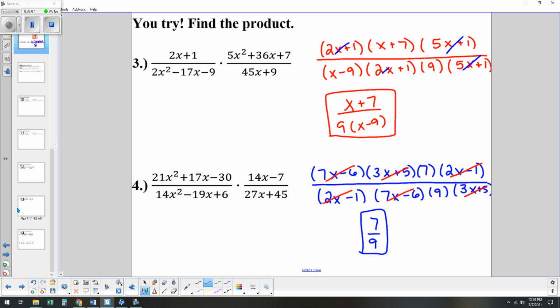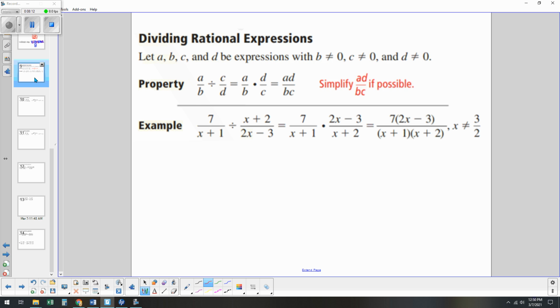All right, so that's multiplying, and dividing is almost exactly the same. For dividing a rational expression, if you think about what we did to divide fractions when we were learning about algebra, you multiply by the reciprocal. So that's what we're going to do. If I started with a over b divided by c over d, I'm going to turn it into multiplication, and I'm going to flip the second fraction over to get the reciprocal. And then it becomes a multiplication problem. So here, we kept the first one the same, changed the sign, and then flipped x plus 2 over 2x minus 3 to become 2x minus 3 over x plus 2.